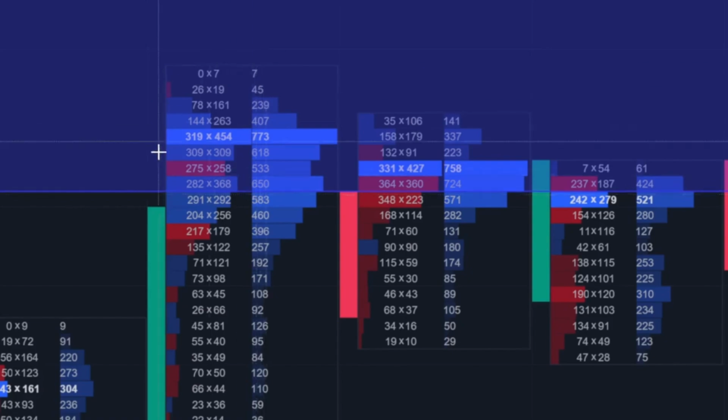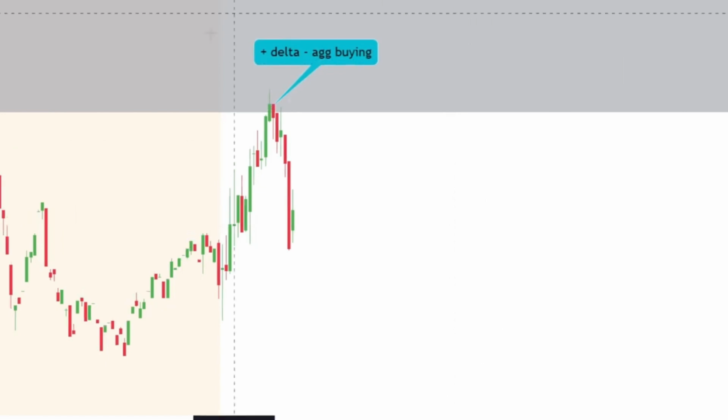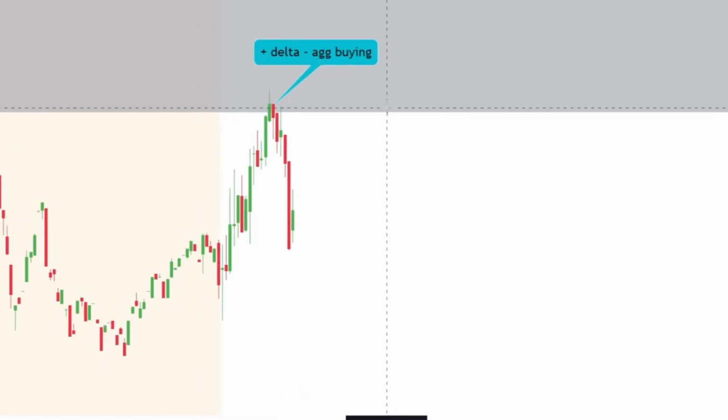So when we see lots of positive delta at this supply zone, what does that indicate, right? We see price aggressively buying into this zone. We see aggressive buyers over here, through the positive delta. The positive delta shows aggressive buying. I'll just write AGG for short. This is aggressive buying.